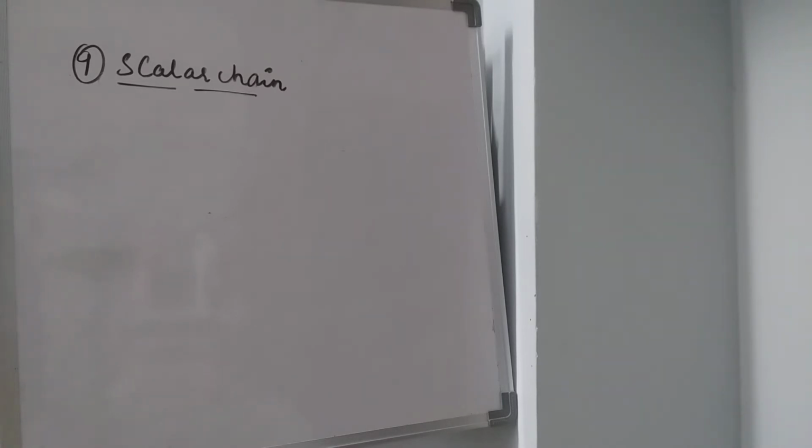The next one comes here: scalar chain. What is this one? This is a very unique principle of management. And according to this principle, all those who are working in an organization are linked with each other in a superior-subordinate relationship.